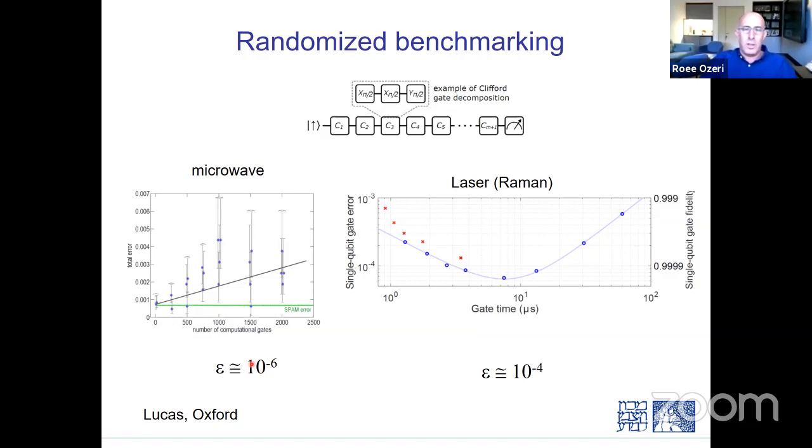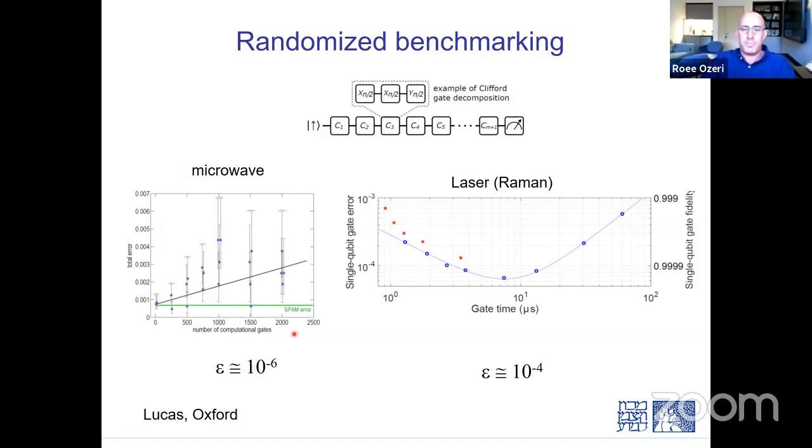With microwave fields, this limitation is no longer there, and errors as low as one part per million have been reported. The difficulty with microwave fields is that it's not as easy to focus them down to interact with a single qubit but not interact with other qubits, due to their long wavelength.